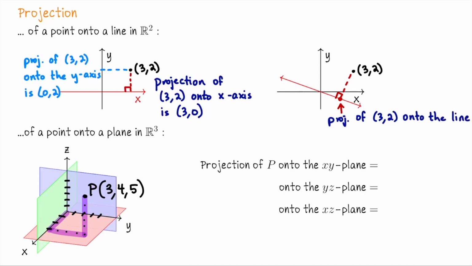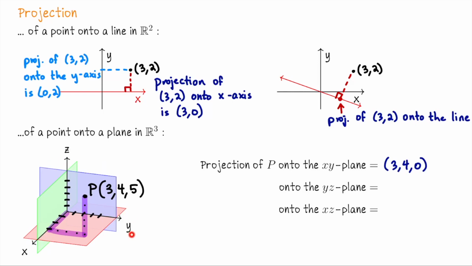We can also project a point onto a plane that passes through the origin in R3. In particular, let's look at the 3 coordinate planes. And suppose I want to project the point P, 3, 4, 5, onto each of the coordinate planes. Well, again, the idea is you want to drop straight down to the plane in question and figure out where this point would land. So if I wanted to drop straight down onto the xy plane, that would mean zeroing out the z component. So the projection of P onto the xy plane would be 3, 4, 0.